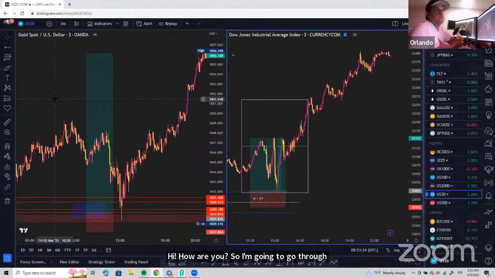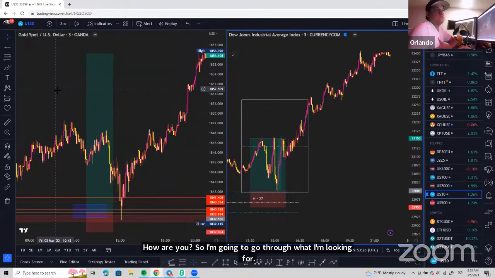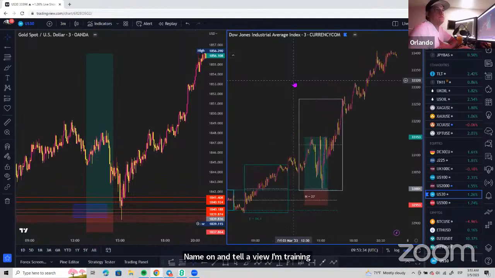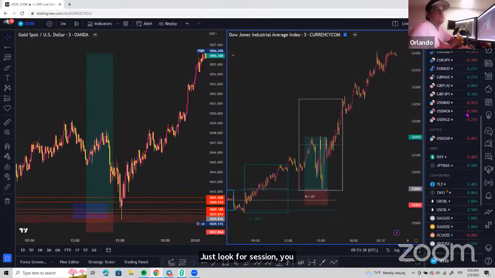What's the session indicator name on TradingView? Just look for session, trading session ranges. There's a ton of indicators there.